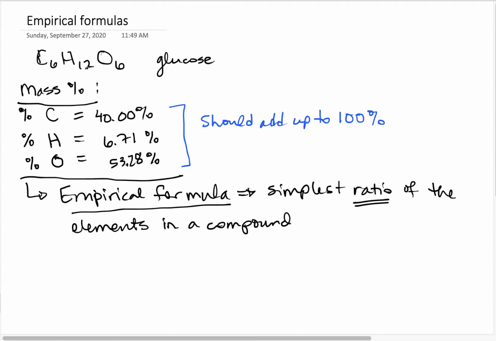So look at the 6 and the 12 and the 6. What numbers can divide into all of them? And what's the biggest number you can divide into all of them? Hopefully it shouldn't take you too much to realize that we can divide 6 into all of these. And if we divide 6 into all of these, then we're going to get C1H2O1. Or, we would mostly write this as CH2O. And when people first started looking at different sugars, this was actually where they were at.